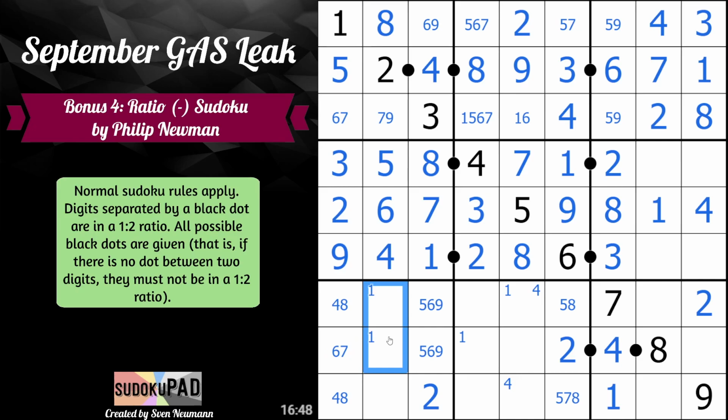I guess I'll do that. And then 3 can go anywhere. And then 7 and 9 are restricted by their diagonal. 7 and 9. 7, 9, 3, 7. 6, 7. 5, 6, 9, 5, 6, 9.